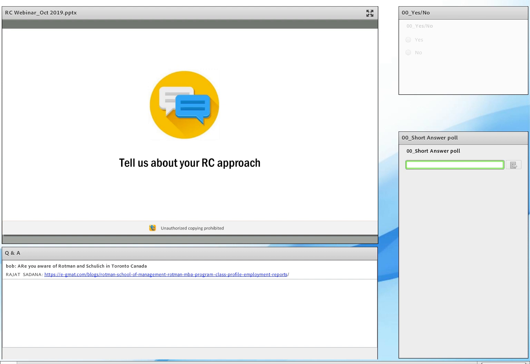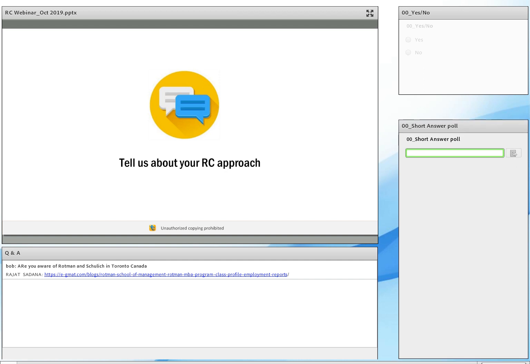So tell me, what is your RC approach today? How is it that you solve an RC passage? Type in your answers over here in the short answer poll. Just tell me, when you take a look at an RC passage, how is it that you approach it?